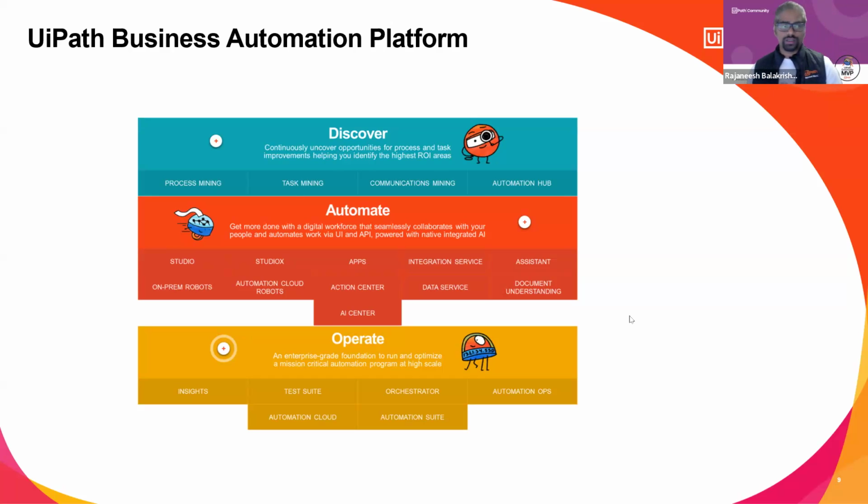UiPath as a business automation platform automates, as I told, an end-to-end process, right from the discovery to the result. So it automates most of the things. Even in the requirements phase, although we have a lot of manual options, in a manual way we go and analyze the feasibility, the complexity, and stability, and so on, right?